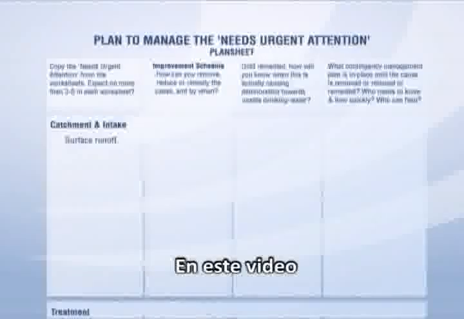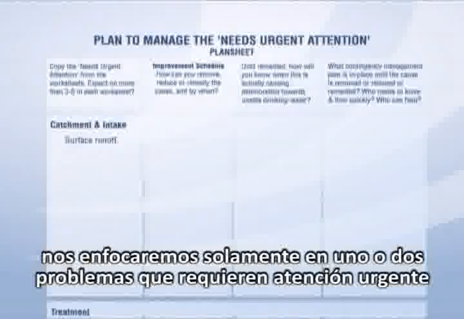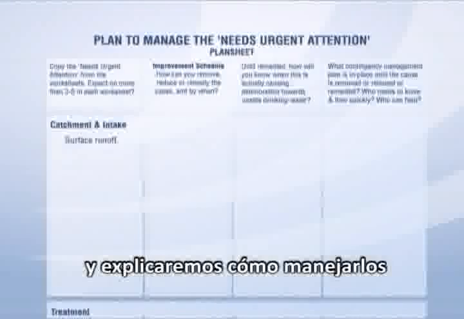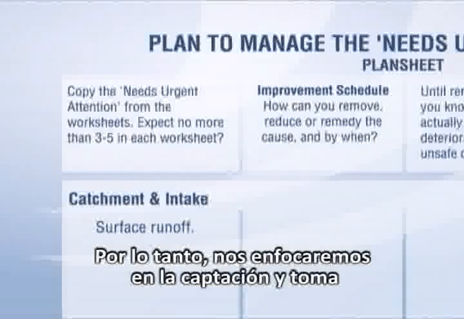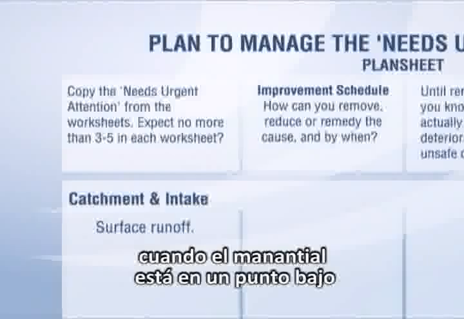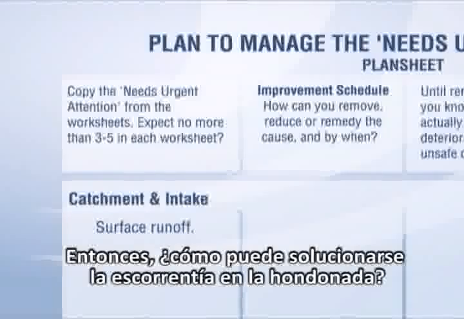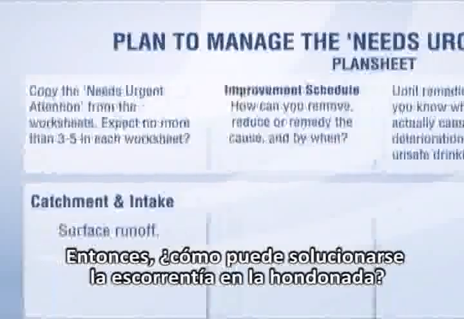For this video, we are going to focus on only one or two of the issues that need urgent attention and explain how to manage this issue. So we will focus on catchment and intake, where the spring was at a low point. So how could the surface runoff from the gully be remedied?